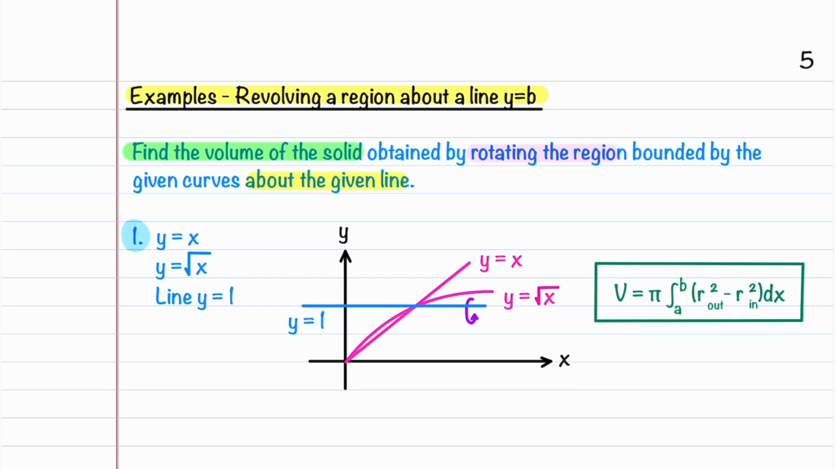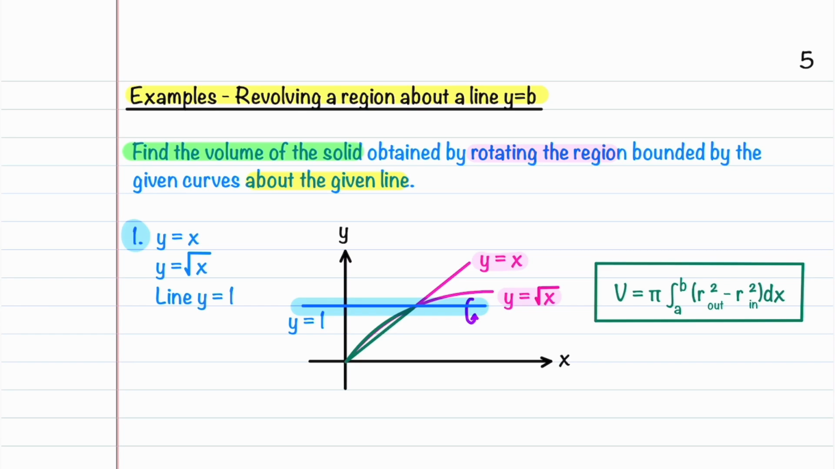The first thing that you want to do is to draw each curve, and I've already done that. Here's the line y is equal to x, and here's our curve y is equal to the square root of x. The region enclosed by these two curves is this region right here. And this region is going to be revolved around the line y is equal to 1.